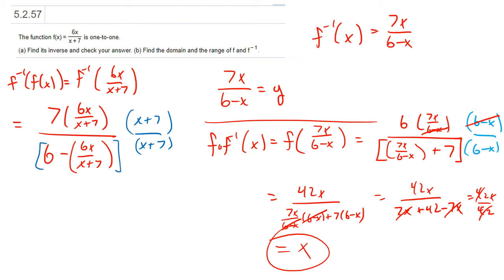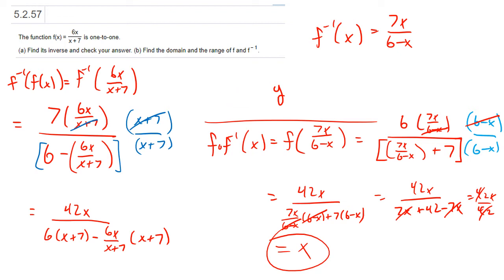and in the numerator these are going to cancel out. And in the denominator, we just have to be a little careful. But my numerator is now 42x. The denominator of x plus 7 exactly canceled. My denominator is 6 times x plus 7 minus 6x over x plus 7 times x plus 7. Actually, I'm going to not try to fit it down here, but rather up here.